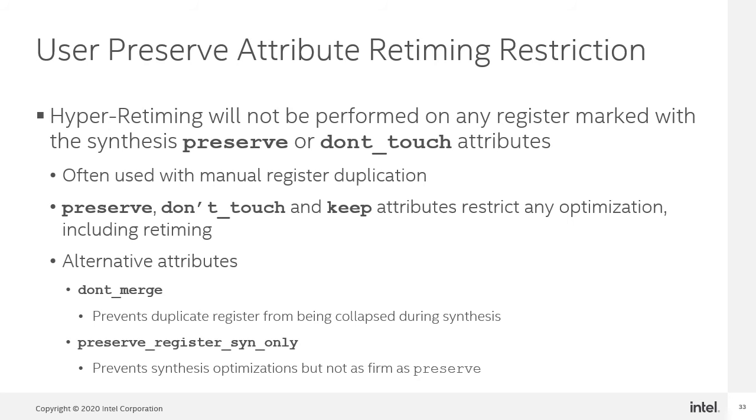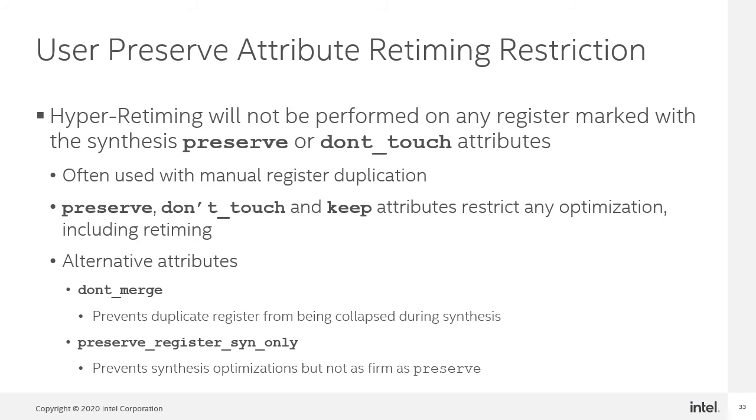Another retiming restriction is the use of synthesis attributes preserve, don't touch, or keep. All of these are used to prevent synthesis optimizations, mostly in the case of when we manually duplicate a register or logic and we want to prevent the synthesis tool from collapsing or optimizing the copies away. Since these attributes prevent all optimization, they prevent retiming as well.